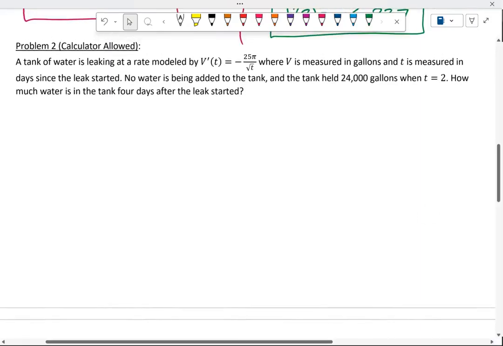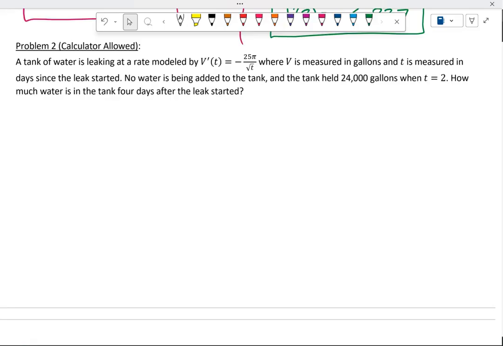Calculator out again. A tank of water is leaking at a rate modeled by V prime equals negative 25 pi over the square root of t, where V is measured in gallons and t is measured in days since the leak started. No water is being added to the tank. The tank is just leaking. The tank held 24,000 gallons when time was at 2. That is 2 days. So after 2 days, it was holding that. How much water is in the tank 4 days after the leak started?